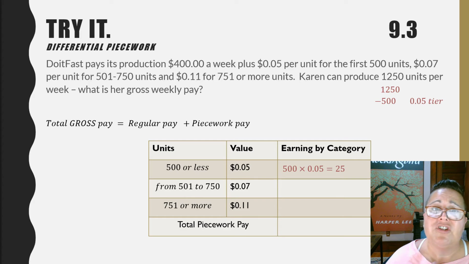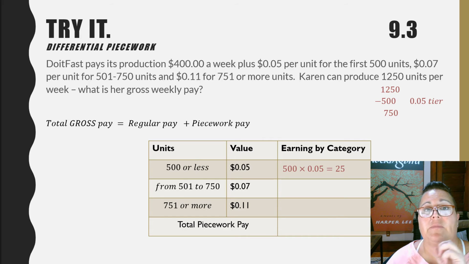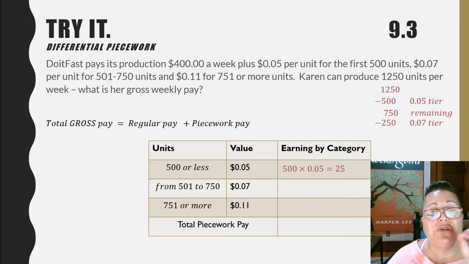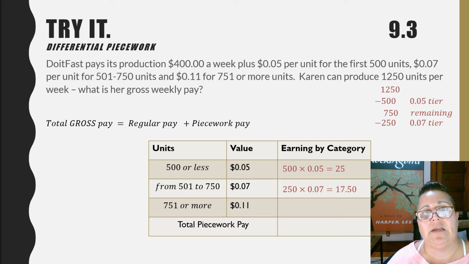Now, she made more than that. There are still 750 pieces left to be paid for. So the next 250 pieces are on the 7 cent tier, right? She's going to fill all of those on the 7 cent tier. So if we do 250 times 7 cents, that's $17.50. She's going to get an additional $17.50 for filling up the second tier.